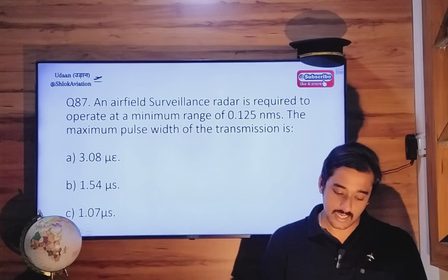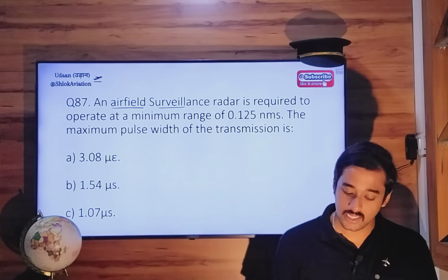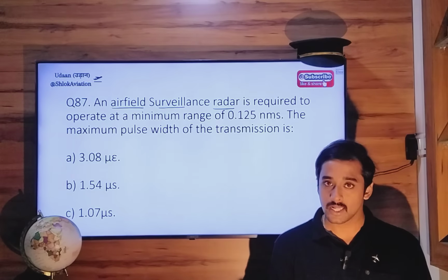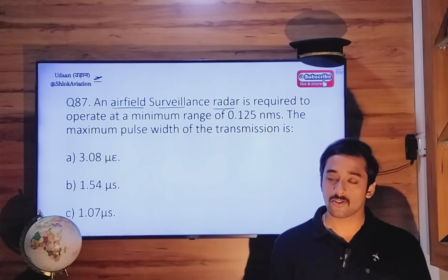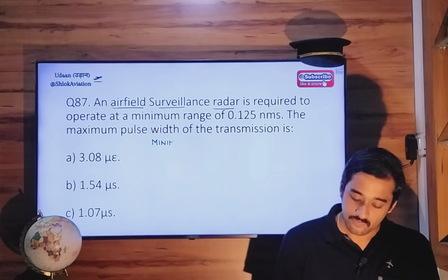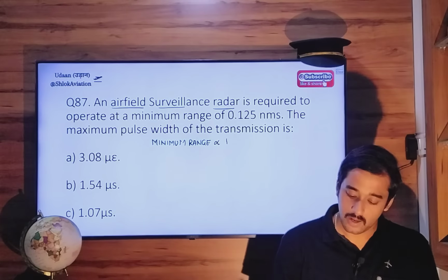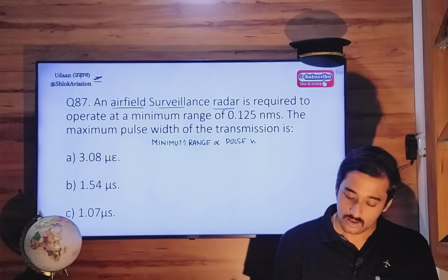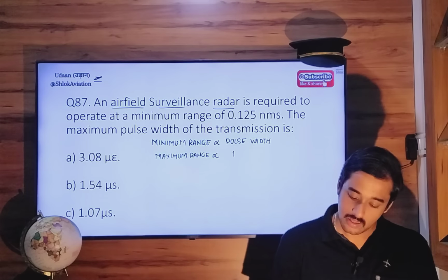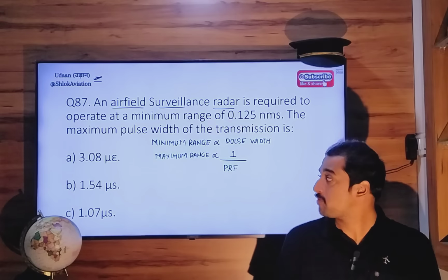Question 87. Airfield surveillance radar is required to operate at a minimum range of 0.125 nautical miles. What is the maximum pulse width of the transmission? So always remember, minimum range of a radar depends on the pulse width, and maximum range of a radar depends on pulse recurrence frequency, PRF.